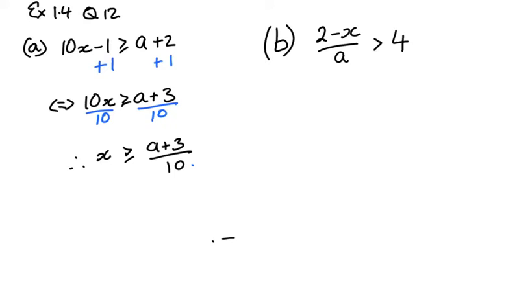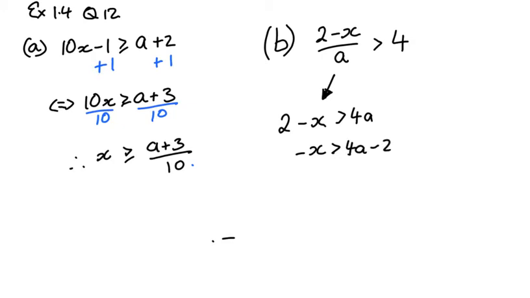The second part here, part B, is a bit interesting. I'll show you the way the book recommends first, but then I'll show you my thoughts on it as well. Here, obviously, we have (2 minus x) divided by a, and the first thing I want to do is multiply each side by a. So I've got 2 minus x is greater than 4a. I want to make x the subject, so I'm going to subtract 2 from each side. So I'm going to have negative x is greater than 4a minus 2.